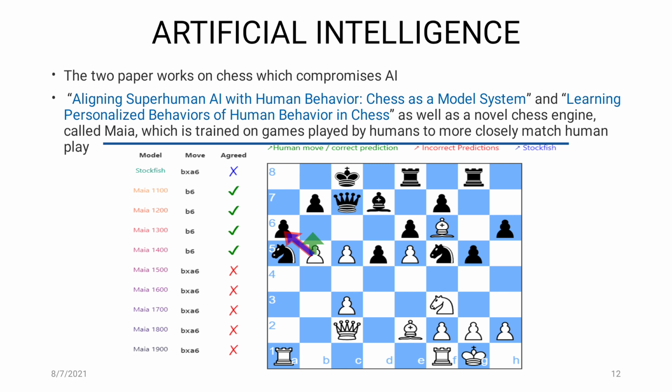The two papers on chess that involve AI are Aligning Superhuman AI with Human Behavior: Chess as a Model System, and Learning Personalized Models of Human Behavior in Chess. These are the two papers on chess involving artificial intelligence, as well as a novel chess engine called Maya, which is the most advanced technique, trained on games played by humans to more closely match human play. We can see examples of how certain different models move, which have been agreed upon by the chess academies.